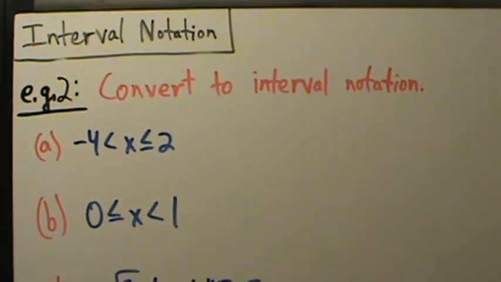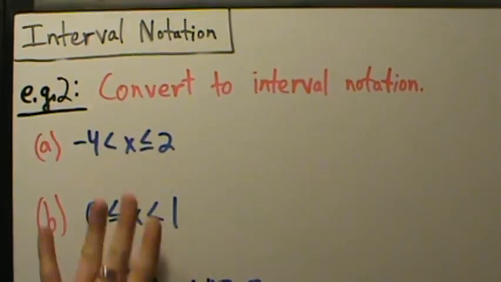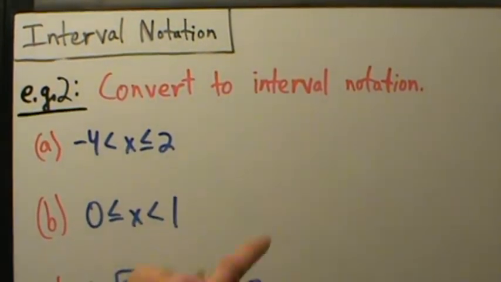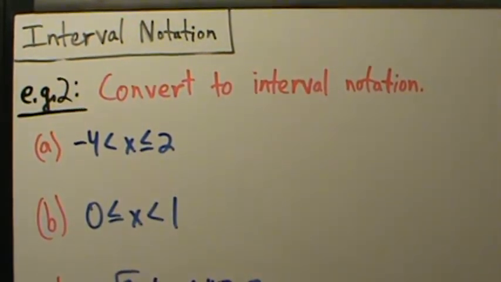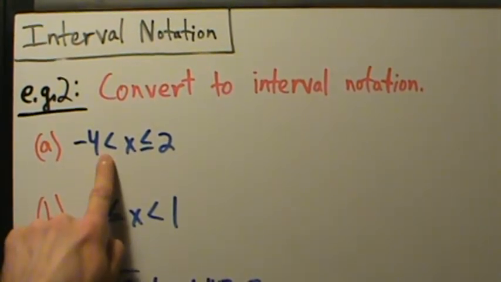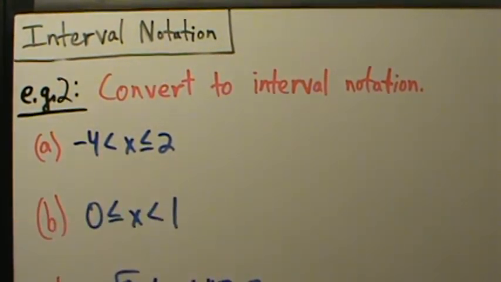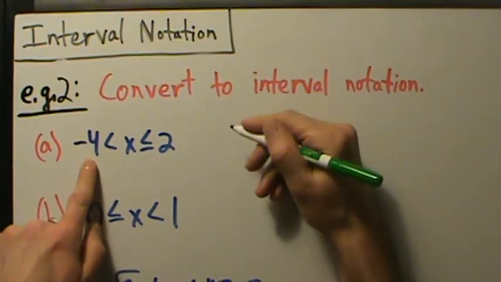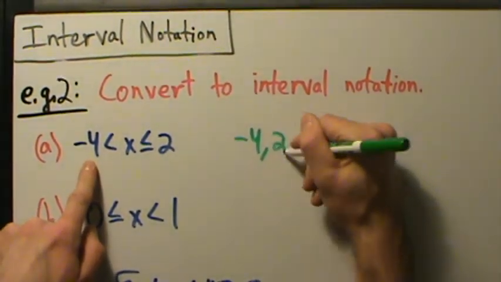Okay, here's example 2 with using interval notation. So in this example, we want to convert from inequality notation to interval notation. So let's go ahead and do that. -4 is strictly less than x is less than or equal to 2. Remember, the smaller number always comes first, so -4, comma 2, okay?